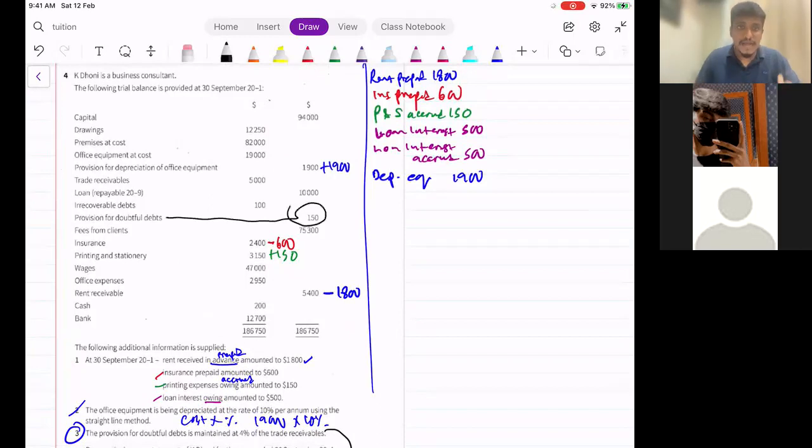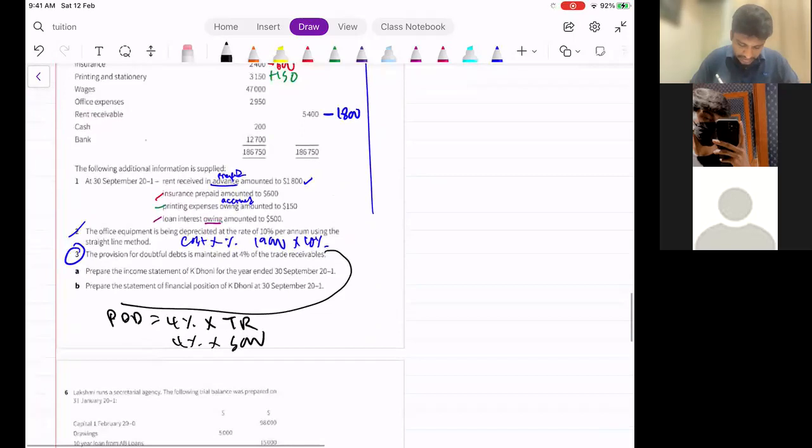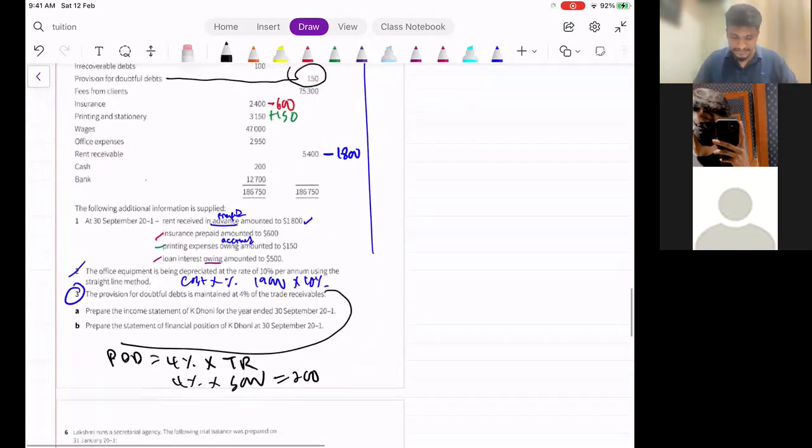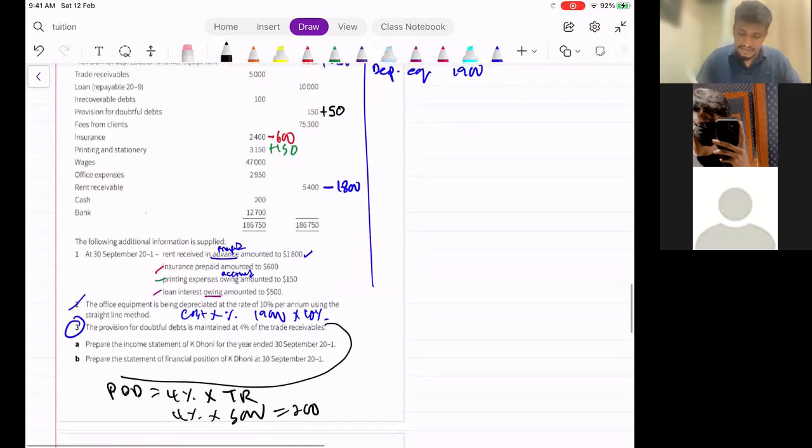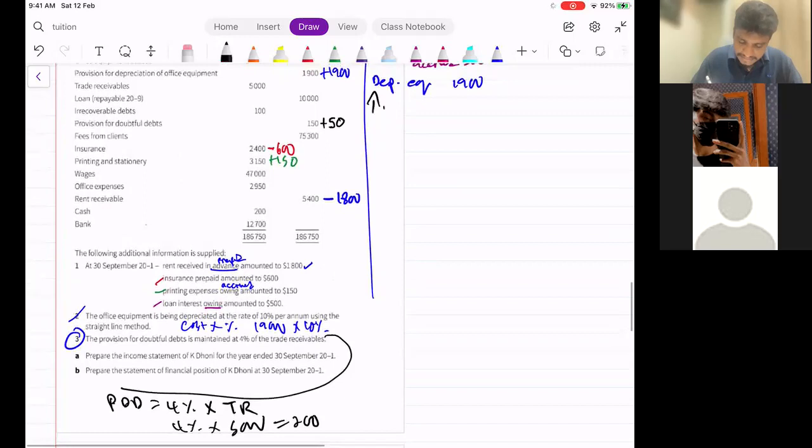Yeah, I got it. 150. Last year is 150. This year is 200. So increase or decrease? Increase. Increase by 50. 50 plus here 50. Then go create an account called increase in provision for doubtful debt 50.